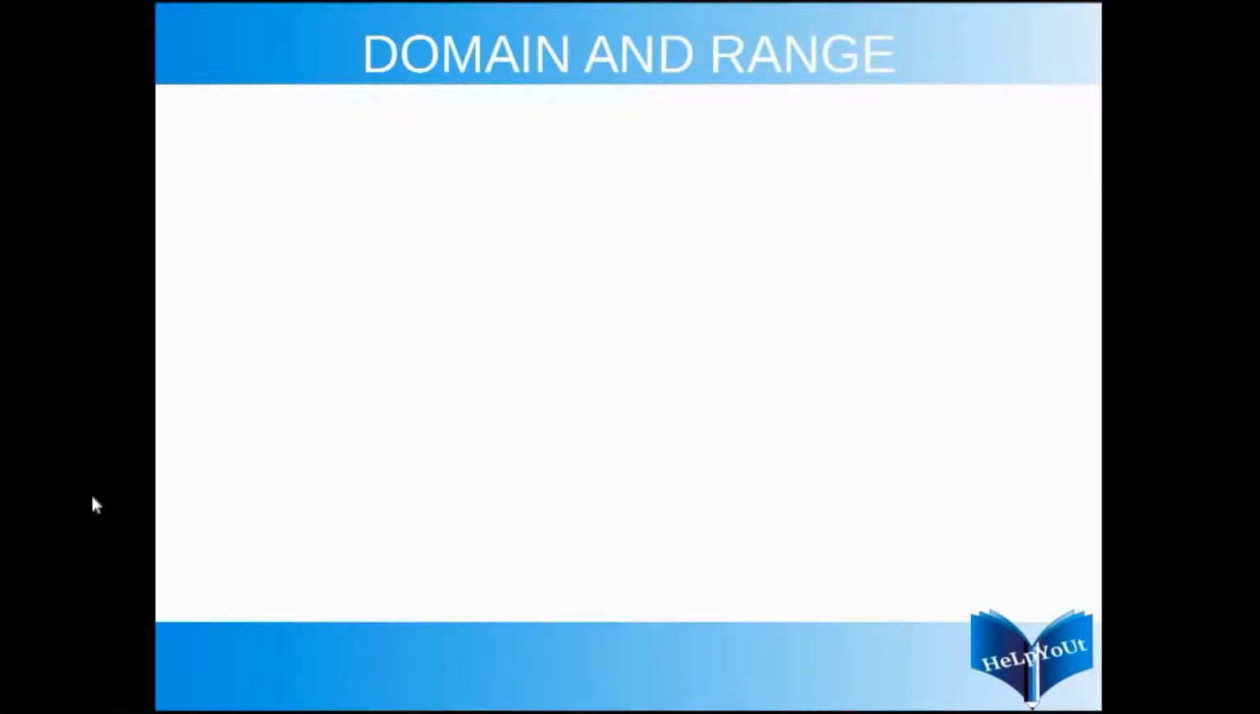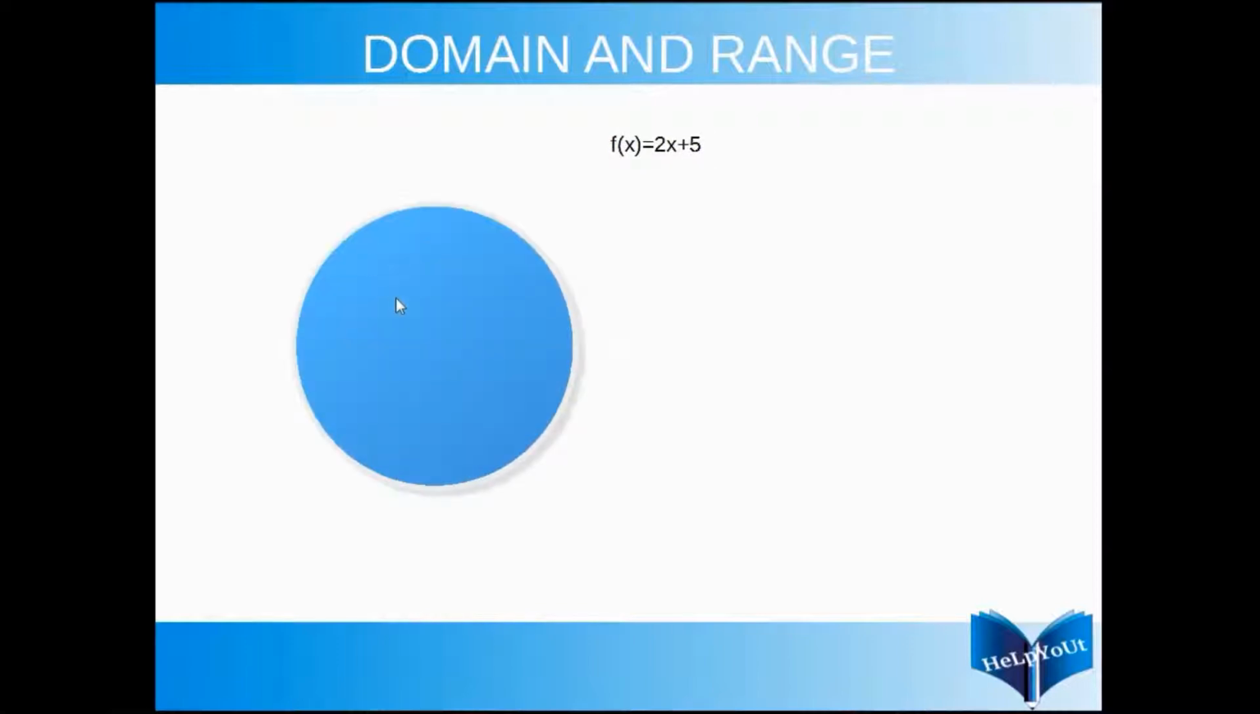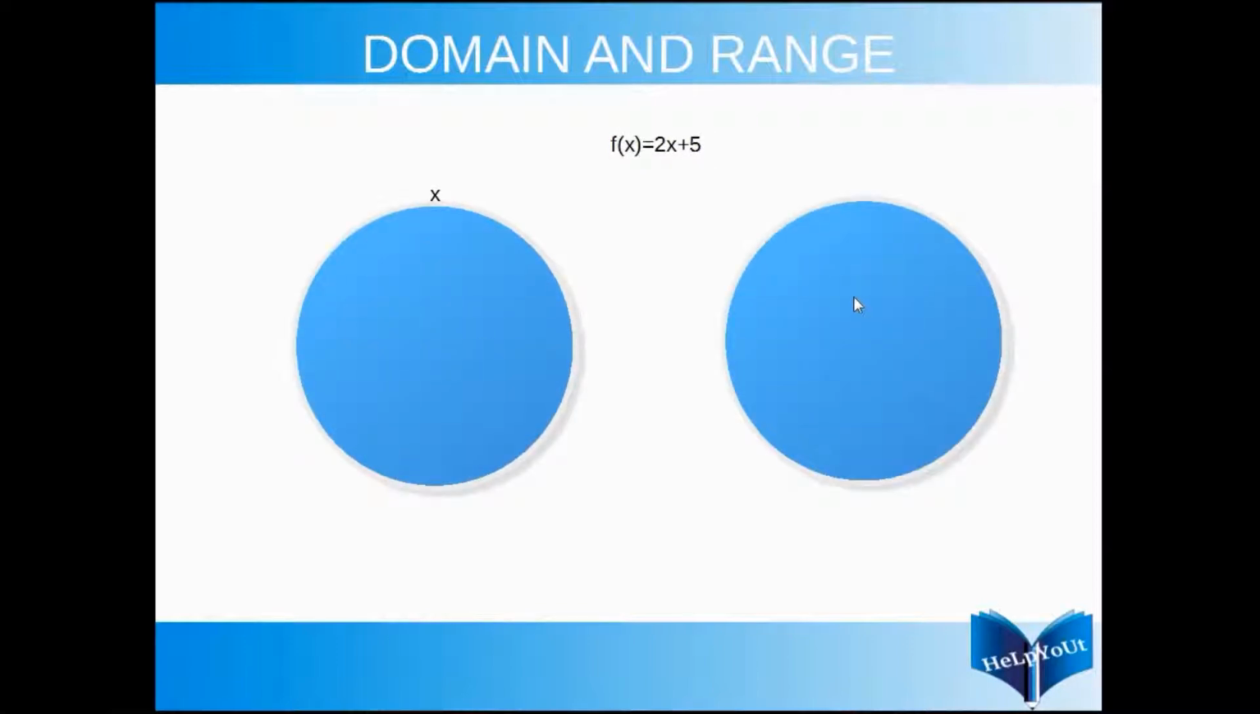Let's discuss domain and range. For that, we will assume a function f(x) equals 2x plus 5. Here we will have x values and here we will have some y values. For x, let's consider x equals 1. For 1, we get f(1) equals 2 times 1 plus 5, that is 7. So 7 will be a value of y.